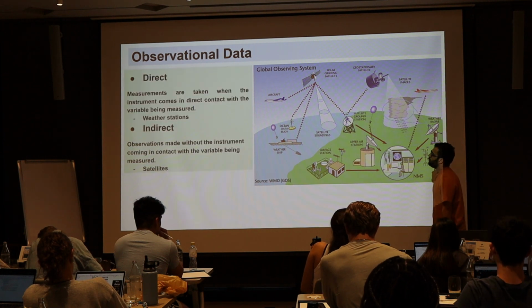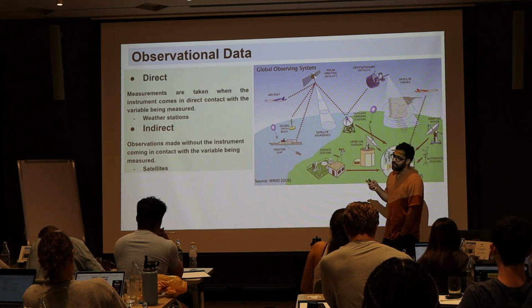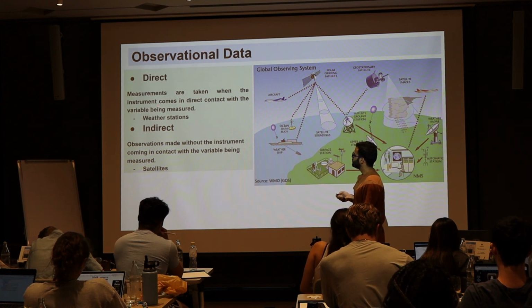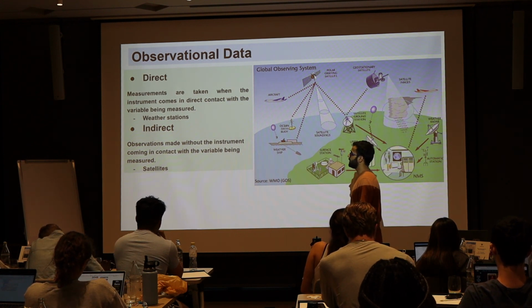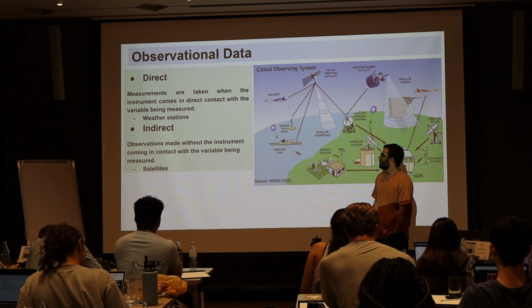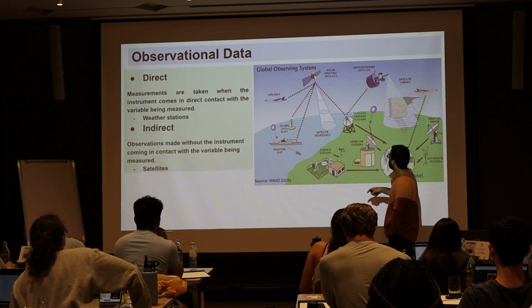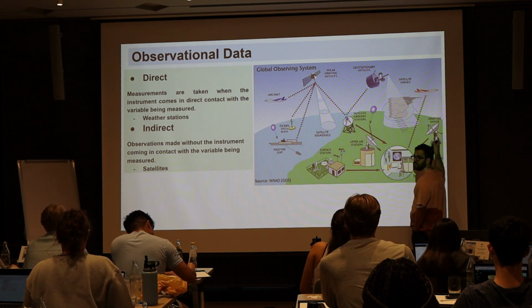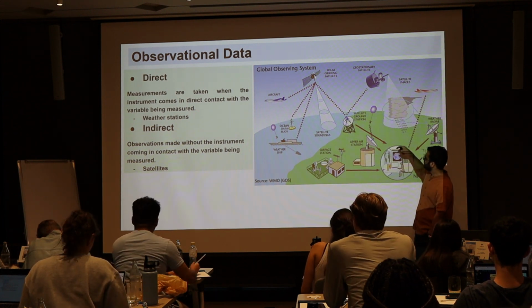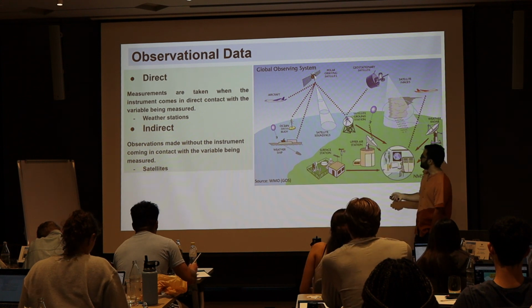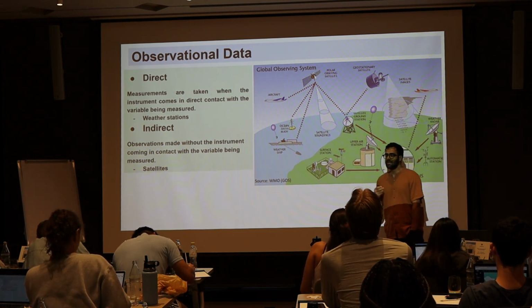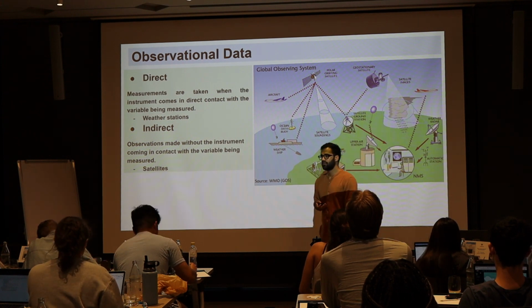So we have two different types of observational data. One is called direct, where measurements are taken and the instrument comes in direct contact with the variable. For example, the weather station. So where is our weather station? So these are some weather stations. This is also a weather station. This is also a weather station.